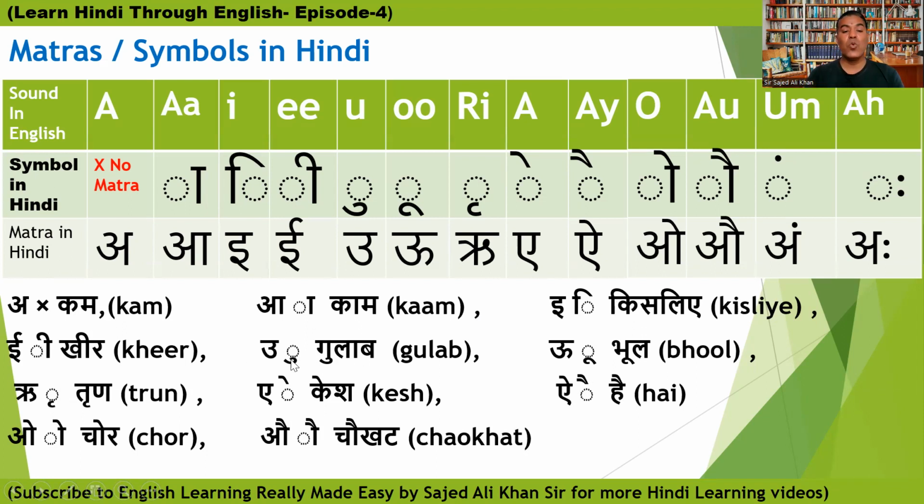Then this is the symbol of oo like this. You can see it in bigger size. See gulab. Like in English we say rose, this is the word in Hindi for rose, that is called gulab. Then bhool. This is the sound here. Ooh, we have to drag the sound. This is the longer sound, like bhool.